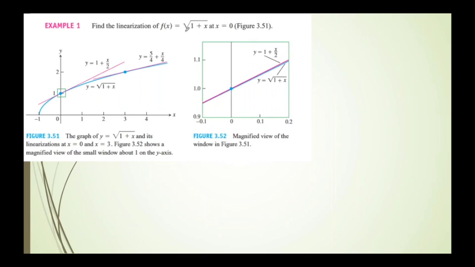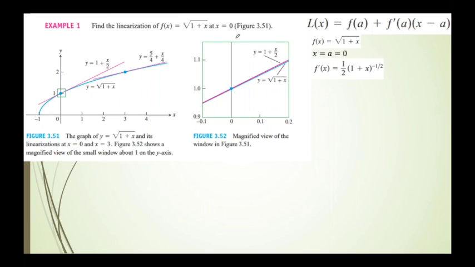Okay, let's look at this case. It says find the linearization of f of x equals square root of 1 plus x at x equals 0. First, we need our function. So what do we have? We have f of x, which is square root of 1 plus x. Next, we need our a. Here, a will be 0. Why? Because it says we need to find linearization at x equals 0, so we need to draw a tangent line at point 0. Therefore, our a will be 0.